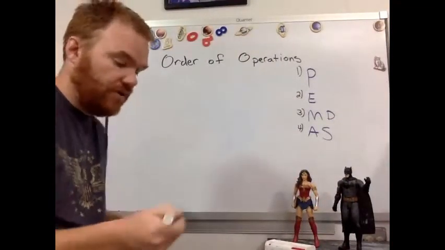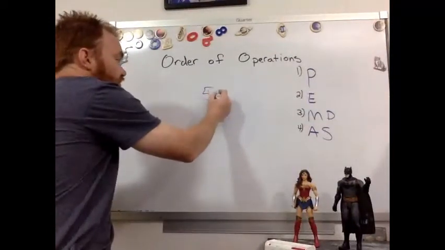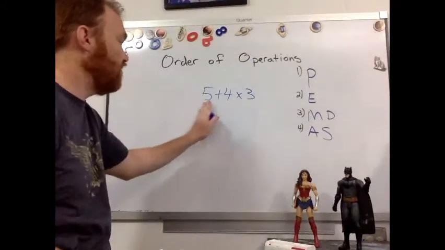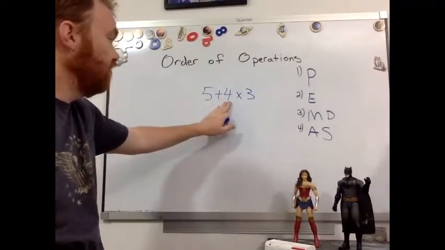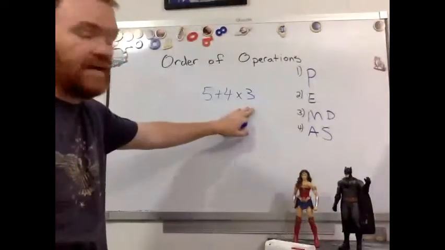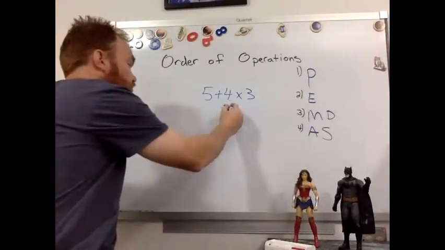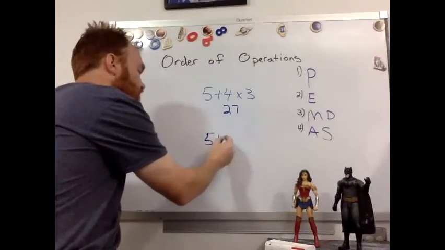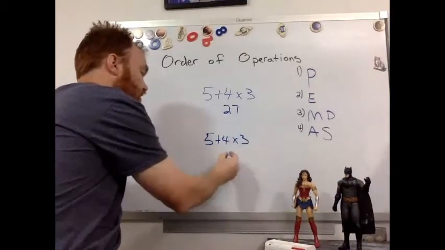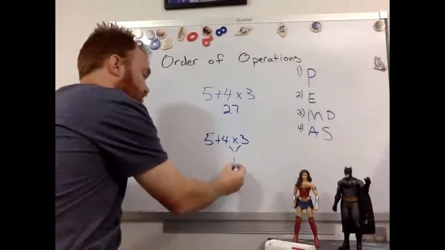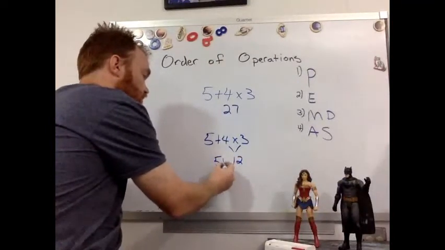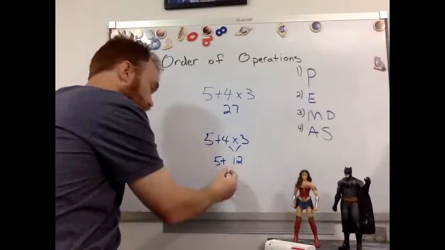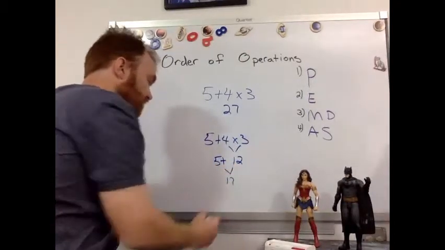We have an order of operations because if I have 5 plus 4 times 3, and I do 5 plus 4 is 9, 9 times 3 is 27. So somebody could say this is 27. But if I do follow my order of operations, 4 times 3 is 12, and then 5 plus 12 is 17.